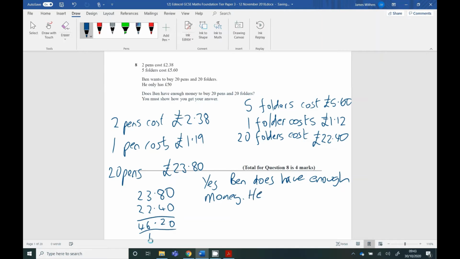He needs to spend something like that. He needs to spend £46.20 and he has £50, something like that.